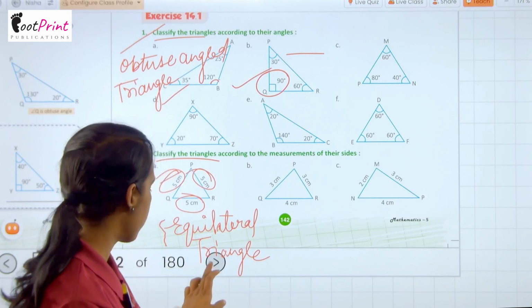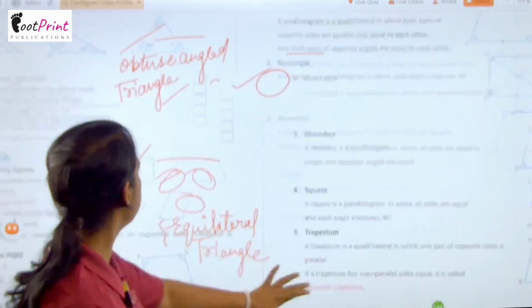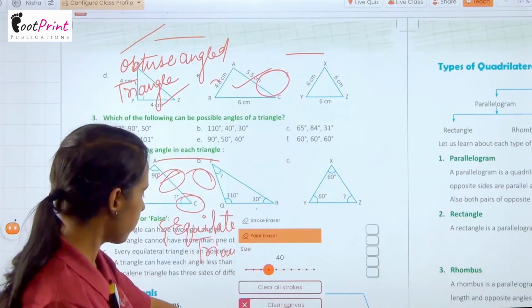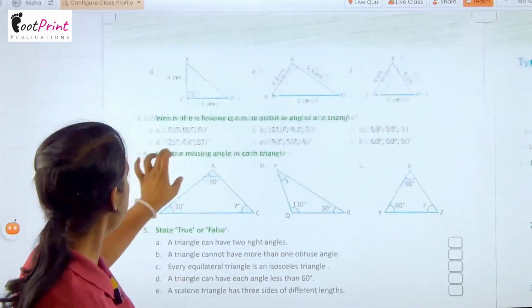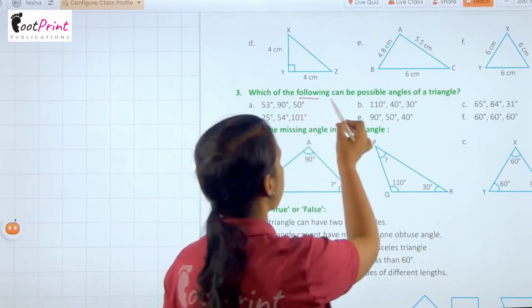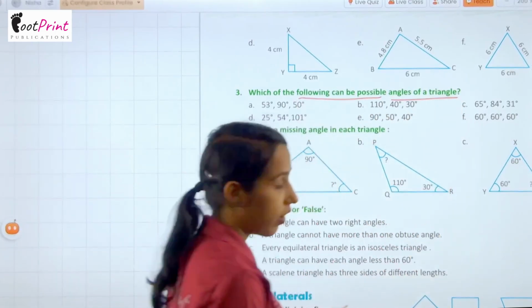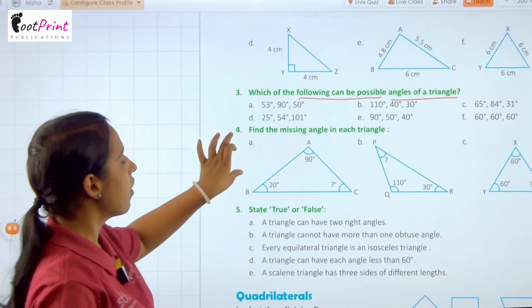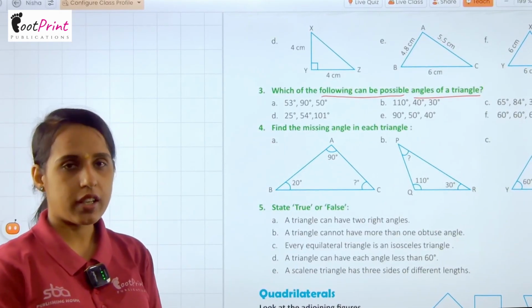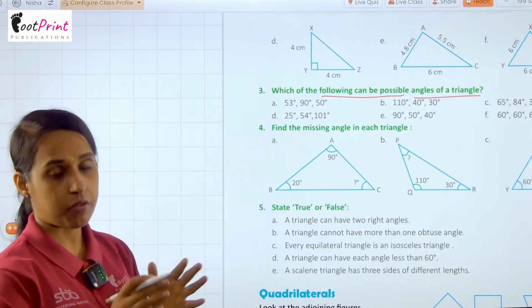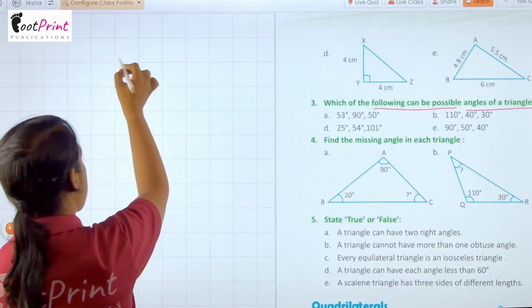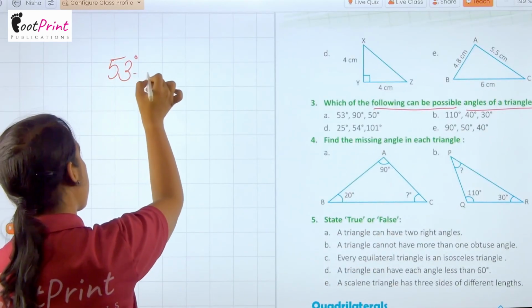Now we are moving to the next one. Let's see here. Next question is question number 3. In this we have to find out which of the following can be possible angles of a triangle. We know that if sum of all the angles are equals to 180 degree, it means that can form a triangle. So here we check the sum is equals to 180 degree or not.